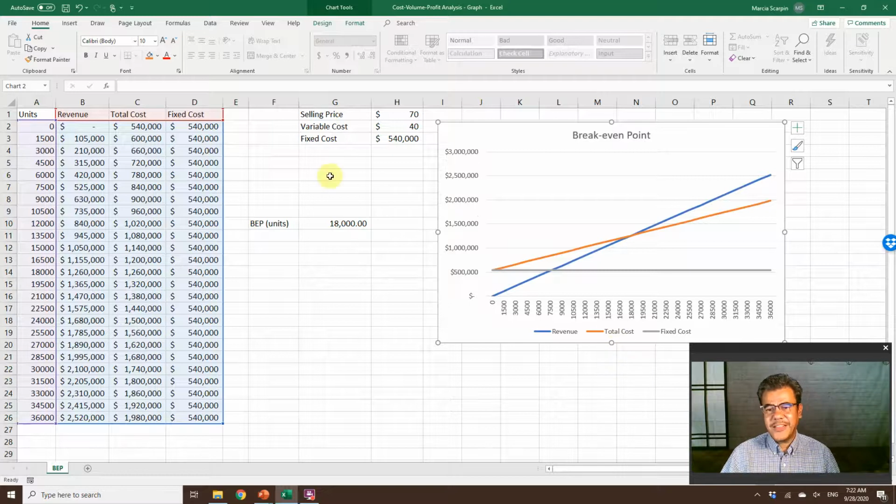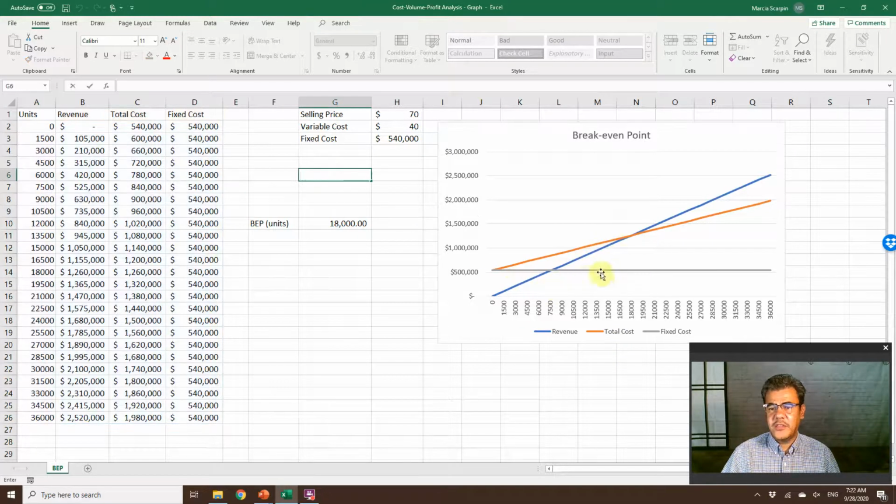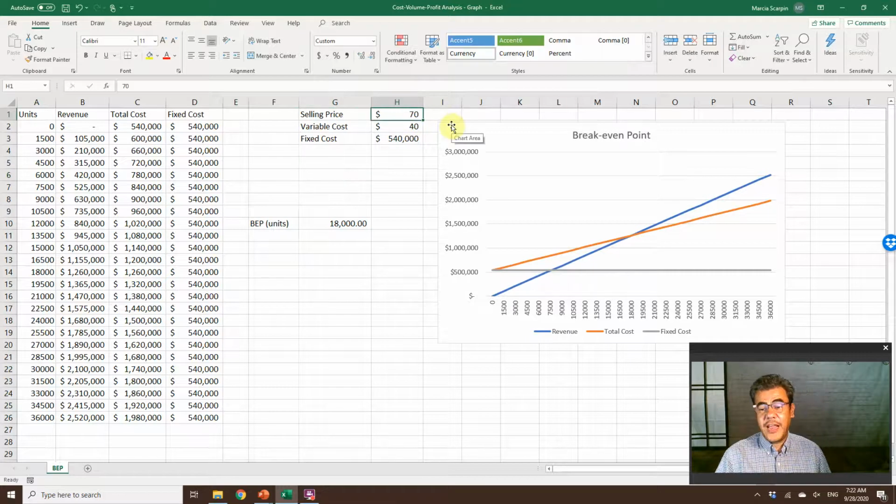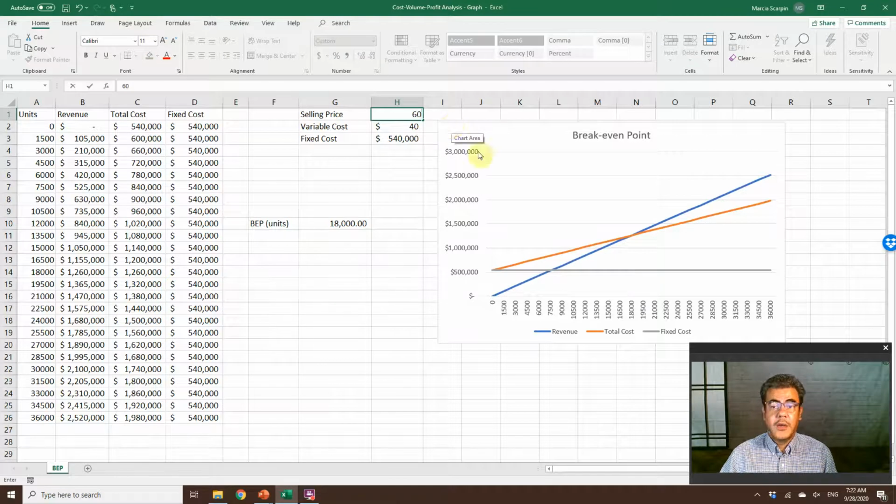And let's see if these lines change. And here, the blue line revenue, the orange line total cost, and gray fixed costs. And here where revenue touches the total cost is our break-even point at 18,000 units. However, what if our selling price goes down to 60? What happened with our graph? What happened with our total revenue here?